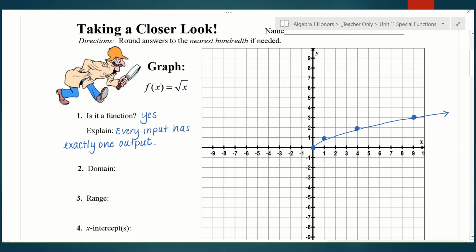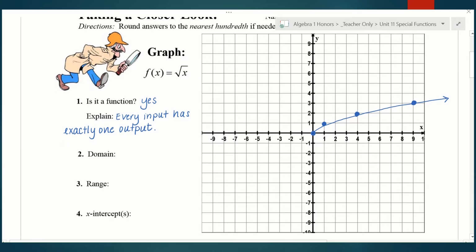Okay, the domain for our function. Remember, domain is all of the possible x values that we can have. Just looking at your graph, the furthest left that our graph will go is 0, and it includes 0 because there's actually a point there. So I'm going to start my domain with a bracket and 0. Then, looking for how far right my function goes, it just keeps going on to infinity. So 0 to infinity would be my domain.